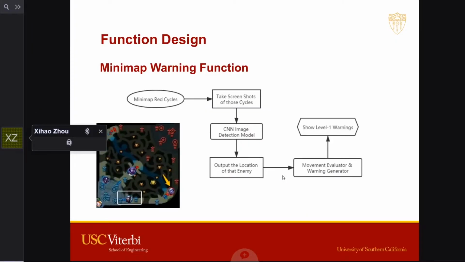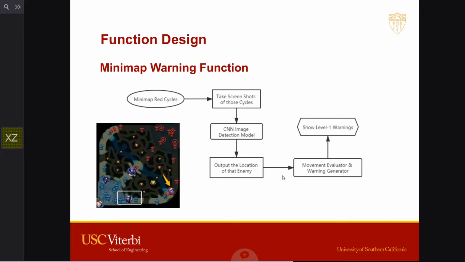The last function is minimap warning. We use OpenCV to detect the red circles on minimaps, take screenshots of those circles, and use the CNN in function 1 to detect their identities. The output of this model will be a champion's name with his location. Then we evaluate their movement from level 1 to level 5. If we believe someone is approaching you, which means you are in danger, that will be a level 1 move, and we will send warnings on the top right of the screen.